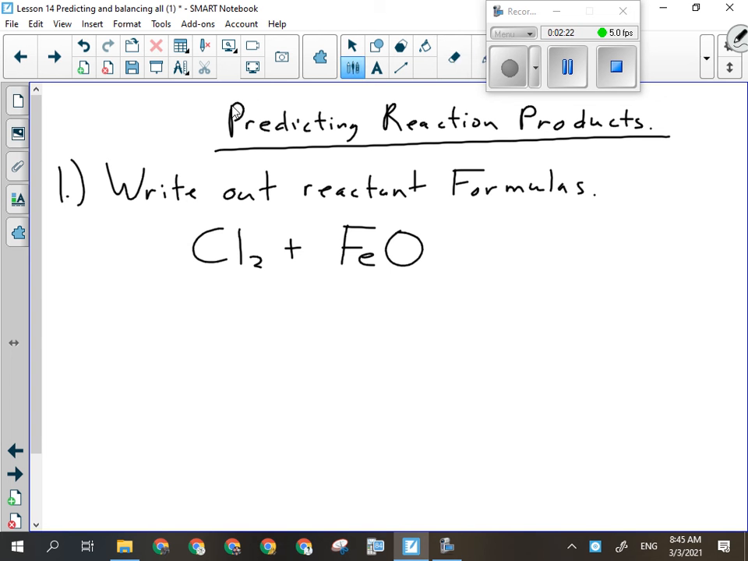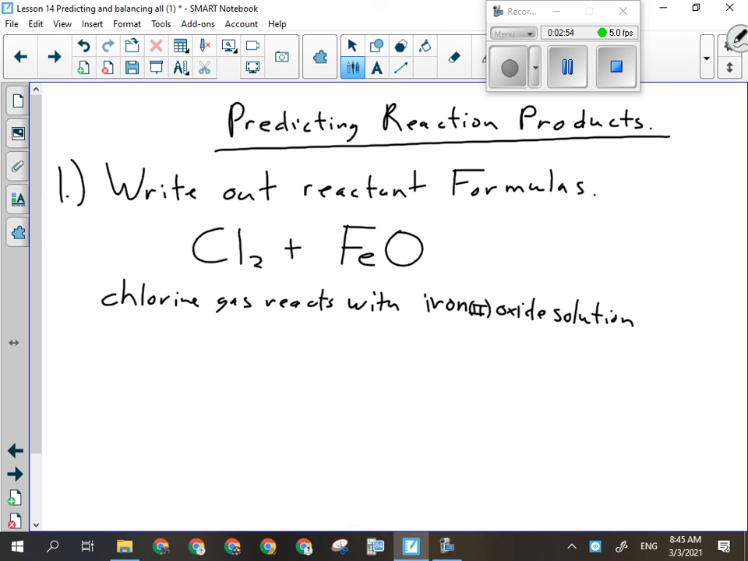Okay, and then our other reactant was iron 2 oxide. Okay, what kind of compound is this? It's ionic. What do I need to do with all ionic compounds? I need to drop and swap. Okay, so this reaction would have looked like this. It would have said chlorine gas reacts with iron 2 oxide solution.